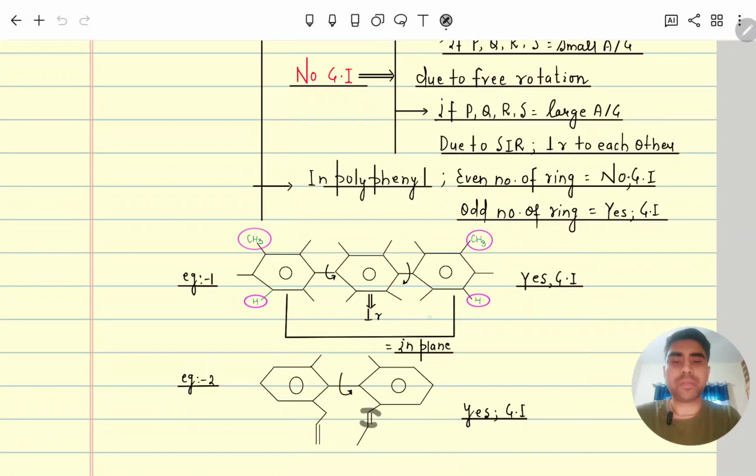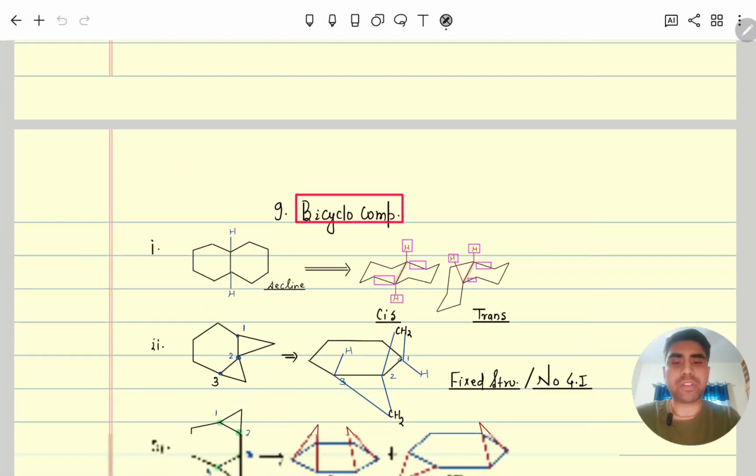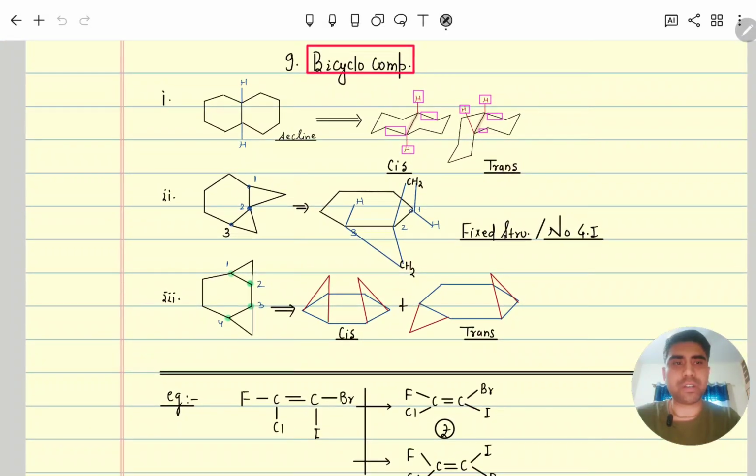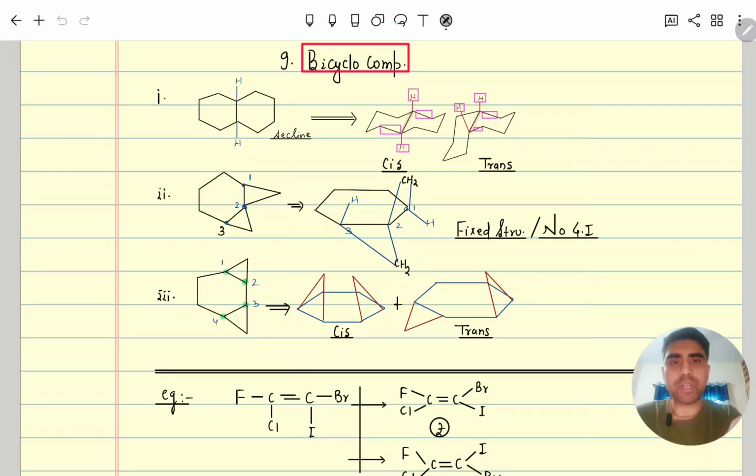Now moving further, after this, bicyclo compounds. So bicyclo compounds have a very limited concept. Like here you can see decalin. So this decalin has a total of 10 carbons. So with respect to this, here hydrogen and hydrogen is there. So cyclohexane, its stable form is the chair form.